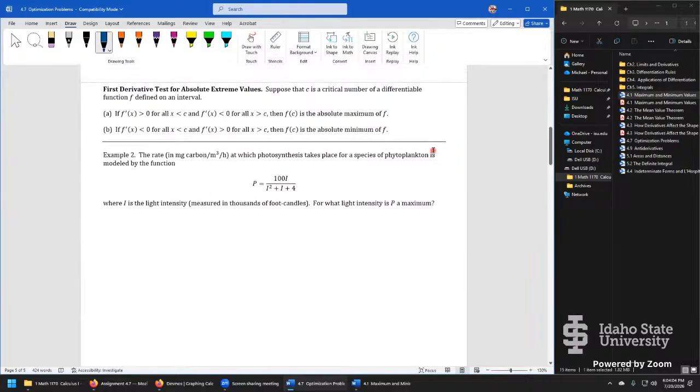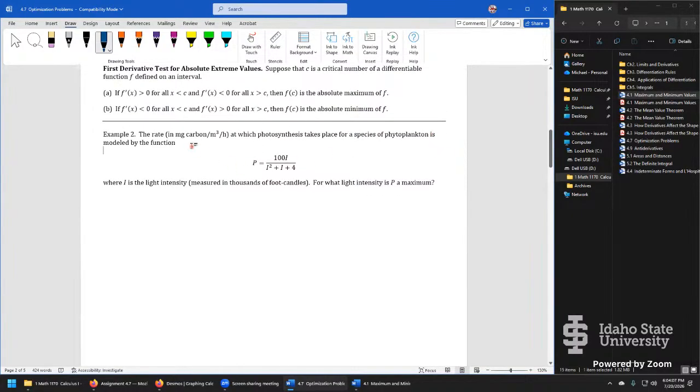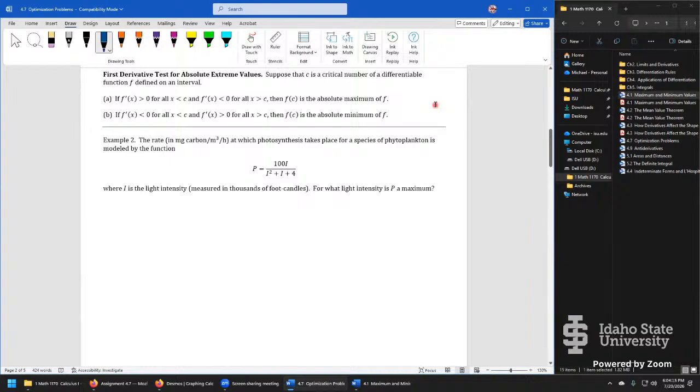But let's start up on the very top. We're going to go back to this photosynthesis function. And here's our first derivative test. We should analyze the test first before we just jump in. It's slightly adjusted for extreme values.